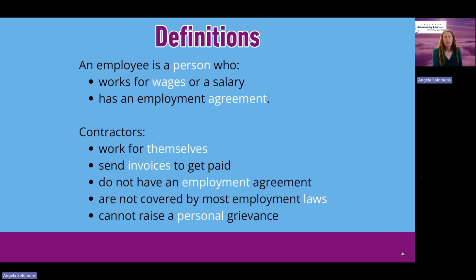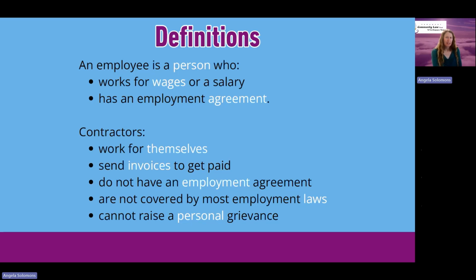So these definitions come from the Ministry of Business, Innovation and Employment. And fundamentally, employees and contractors are different things. An employee is a person who works for wages or a salary and has an employment agreement. Okay, so those are fundamental components for employment. By contrast, a contractor works for themselves, sends invoices rather than being paid a wage. They don't have an employment agreement.